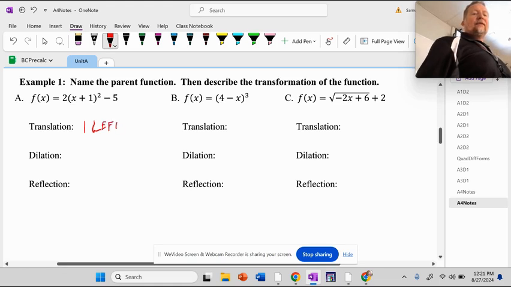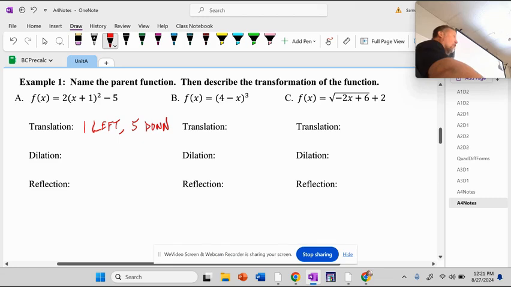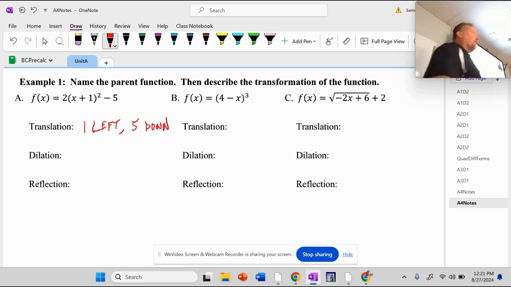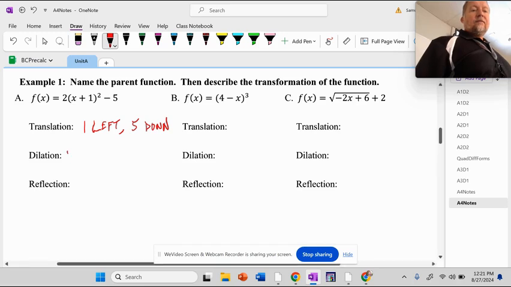By the way, the words here. Transformation is every change you can make for a graph. It's a general term. Translation is right, left, up, down. Dilation is stretch or shrink. And reflection is reflection. Tell me which axis, if there is one. For dilation, you have to tell me vertical or horizontal, stretch or shrink. It's got to be one of those two.